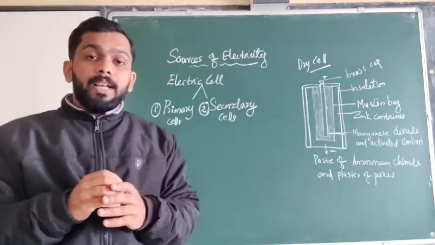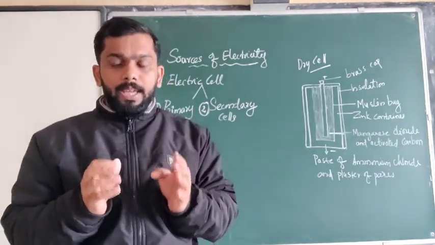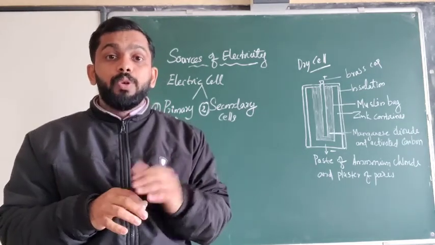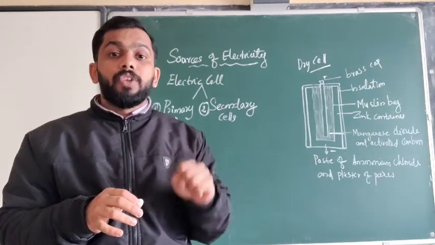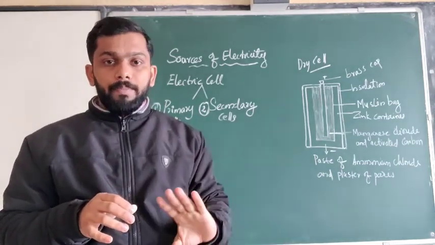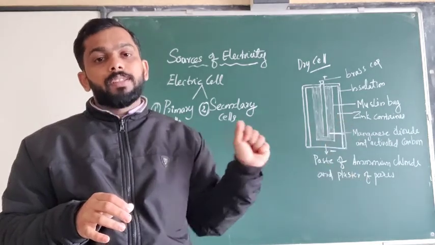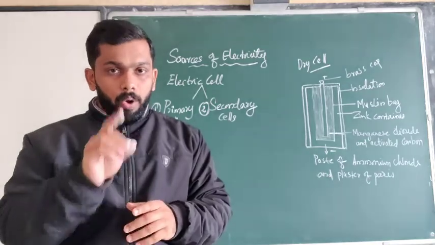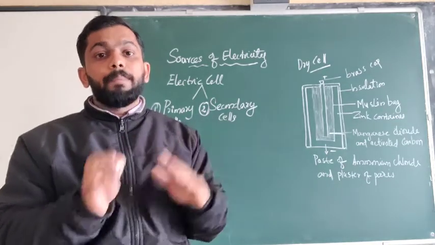After the completion of the chemicals, there will not be any more electricity produced from that cell. So that cell is dead, and the dead cell should be replaced by a new cell. We take that old cell and put it into waste, and we are not able to reuse it. We can use it only one time. That is called the primary cell.